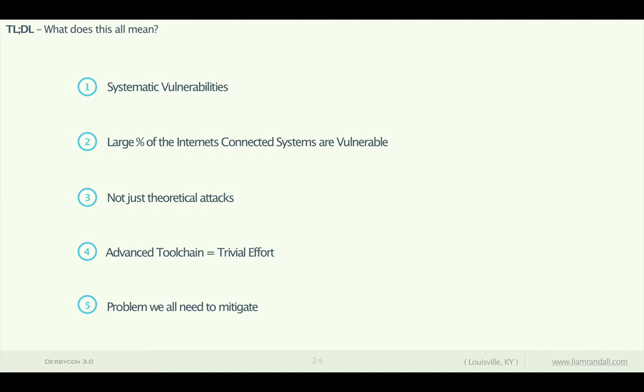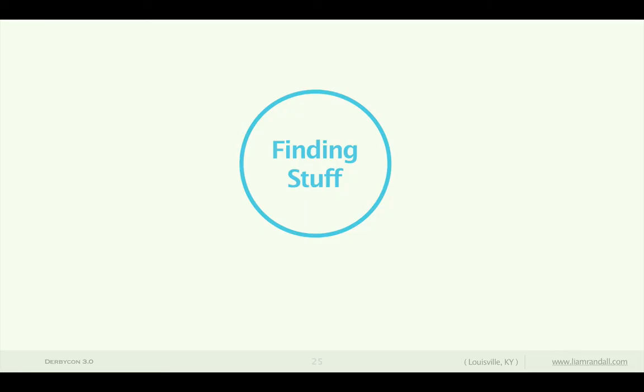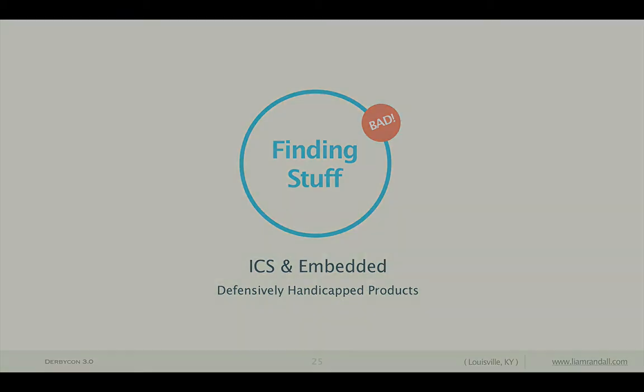And unfortunately, that means that this is a problem that we all need to mitigate. So how do we find this stuff? When we're talking about ICS and embedded world, these are defensively handicapped products to begin with. When we talk about finding this stuff, I think generically we mean we want to find bad stuff, but let's first also consider how we find stuff in general in this space.